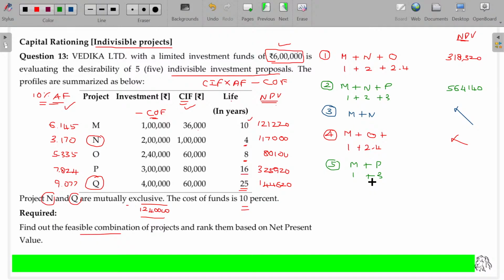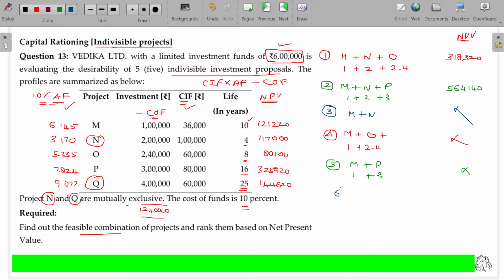Okay. Q cannot be chosen because it requires 4 lakhs, but we have only 2 lakhs. This option is also not advisable because with MP, N is also already chosen. That option is better. So 3, 4, 5 are logically not advisable options. Then we'll go for the next one.